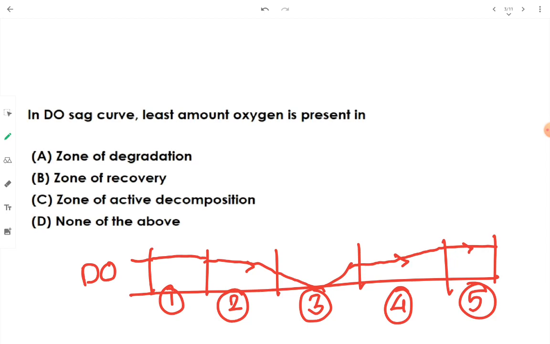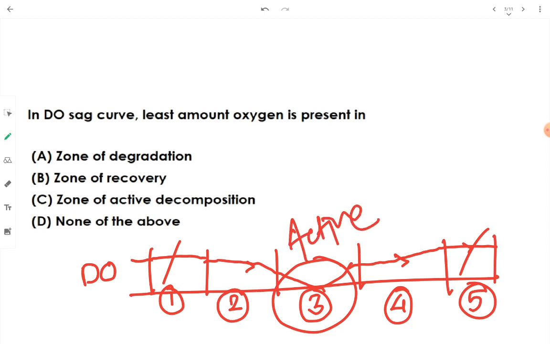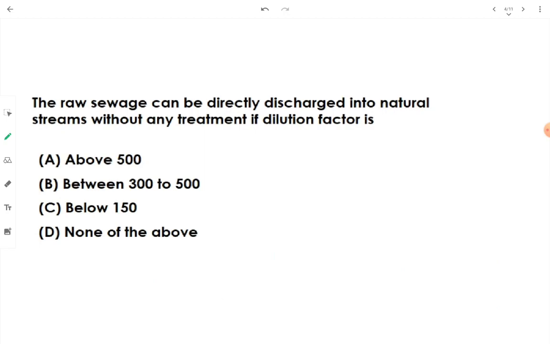Actually there are 4, because the first and the last zone is the clear zone. In between the 3 zones exist. Therefore we can say one zone is clear, other is degradation, active decomposition and recovery. Therefore, the least amount of oxygen is present in which zone? It is the zone of active decomposition. Option C is the one we should go with. Okay, let's go to next question.